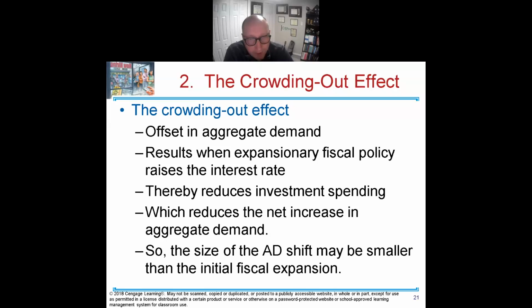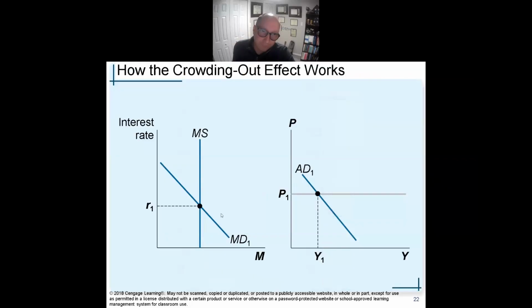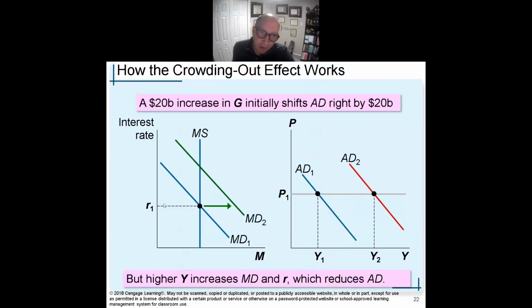Crowding out effect. This is where there's an offset in the aggregate demand, based off of expansion efforts made by the federal government through increasing interest rates, which reduces investment spending because, again, when interest rates are high, people will spend less, they'll invest less. This reduces any net increase in aggregate demand, and therefore there will be a shift to the left in aggregate demand. Higher interest rates will reduce the aggregate demand.